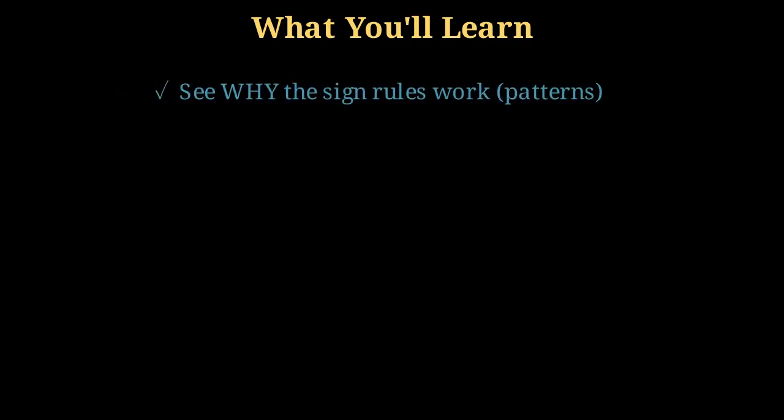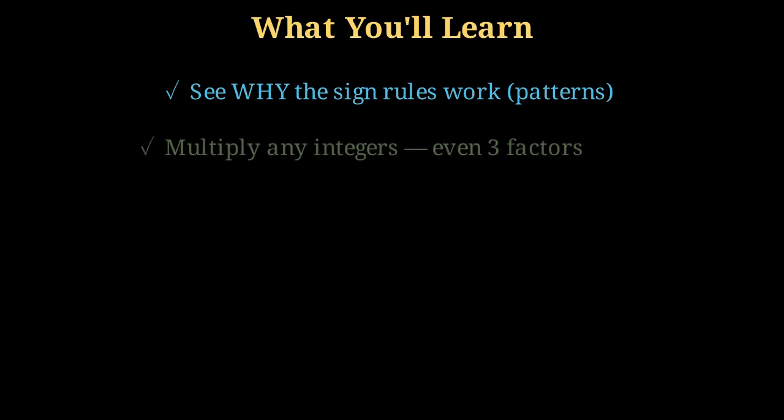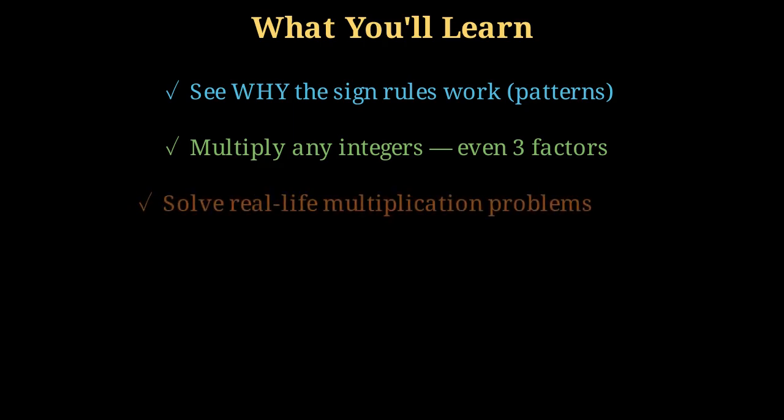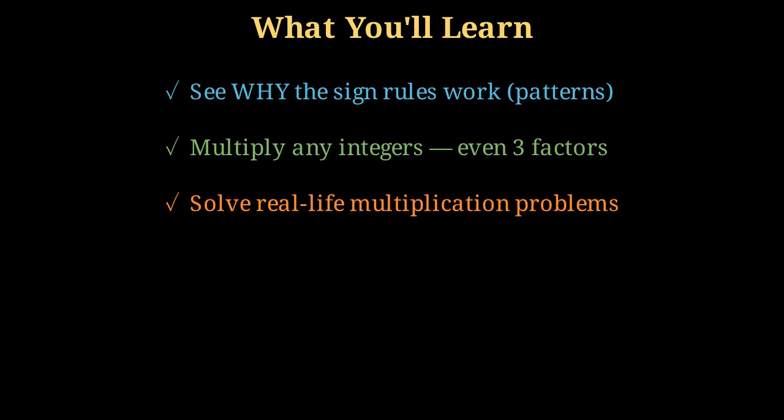3 things you will walk away with today. First, you will see why negative times negative is positive, using a pattern you can rebuild anytime you doubt yourself. Second, you will multiply any integers confidently, even 3 factors at once. And third, you will use it in real life: falling prices, dropping temperatures, and game scores.